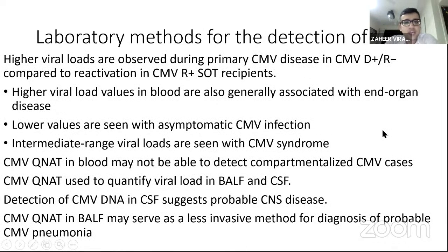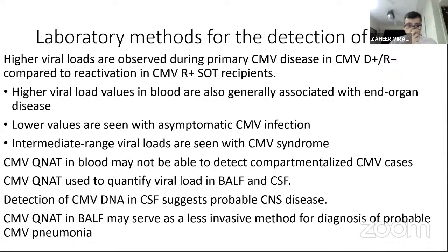So higher viral loads are generally associated with end organ disease. So if you have something like a CMV graft infection affecting the kidney transplant graft, you have a higher viral load. Or if you have CMV viremia, then you will have a higher viral load. In asymptomatic infections, you will basically have a lower viral load, and intermediates are seen when you have a CMV syndrome, which I mentioned in the beginning, which presents like any viral infection with fever, lethargy, myalgias, and on the blood investigation, you might get leukopenia or lymphocytosis.